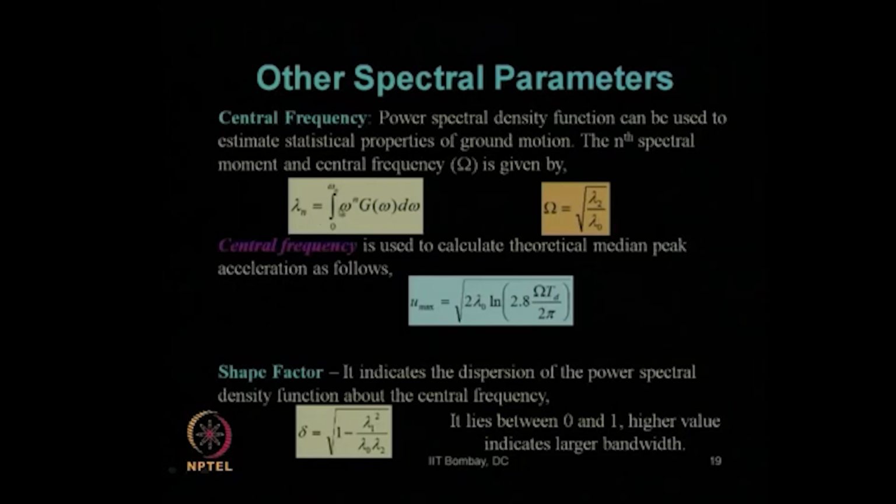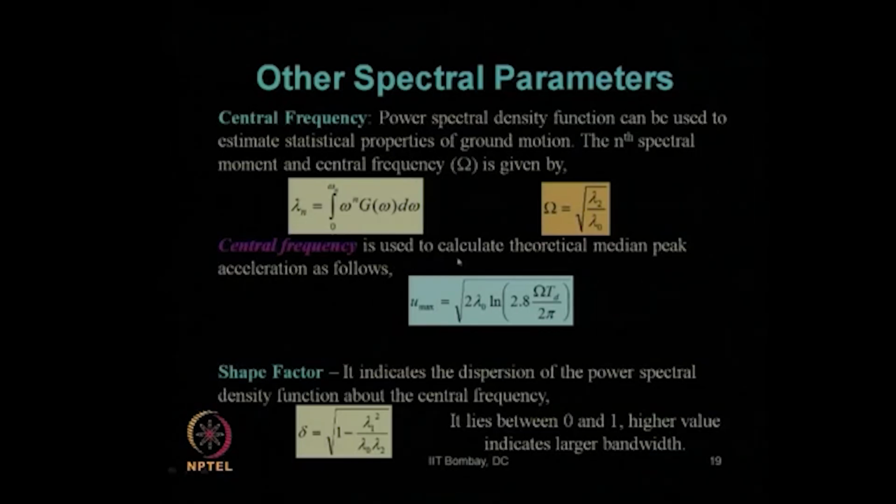Okay? That can be estimated as the integral from 0 to omega n of omega to the power n, times g of omega, that is the power spectral density function, times d omega. And the central frequency is defined as the second spectral moment divided by the 0th one, that is lambda 2 by lambda naught, the root of that will give you the central frequency. This is another estimate of a spectral parameter.